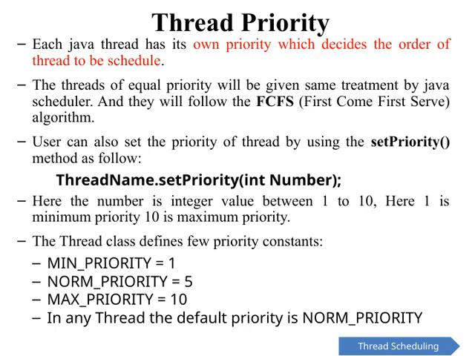You can also set the priority of a thread explicitly using the setPriority method. For example, you write thread name setPriority and pass an integer value. This value ranges from 1 to 10, where 1 is the lowest priority and 10 is the highest. Java's thread class provides some predefined constants to make this easier. MIN_PRIORITY is 1, representing the lowest, NORM_PRIORITY is 5, which is the default, and MAX_PRIORITY is 10, the highest.